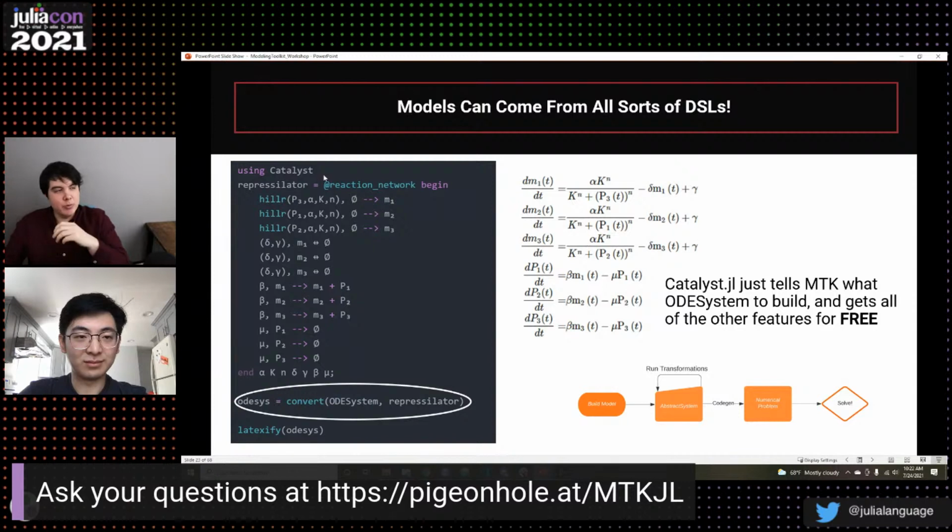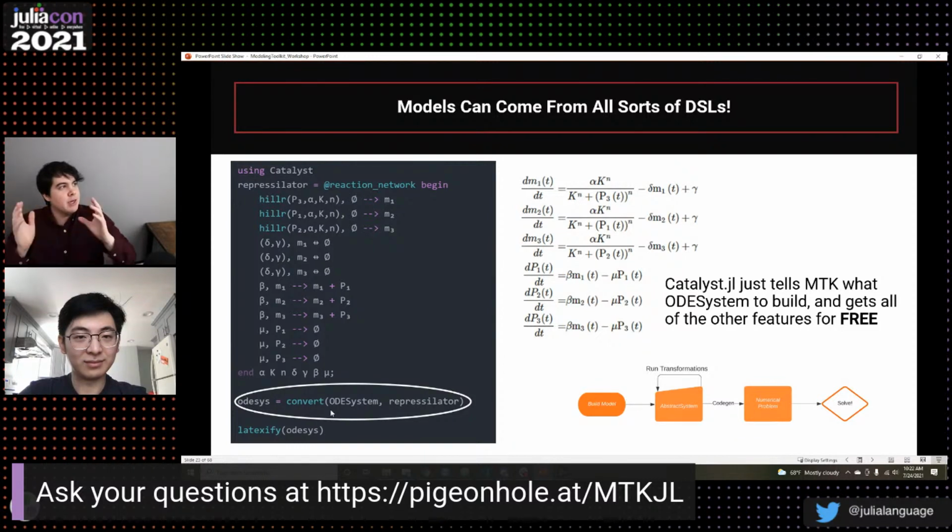So here, for example, is Catalyst.jl, where you define a chemical reaction network. And then you see that there's this one step in its documentation that says convert to an ODE system from this repressilator chemical reaction, right? So you define some kind of chemical reaction network, and it still goes into Modeling Toolkit. And so everything that we talk about here about what do you do when you have this ODE system? What kinds of transformations can you do? What kinds of parallelism could you do? Well, Catalyst.jl has all of those features for free because it just defines how to represent this guy as an ODE system.